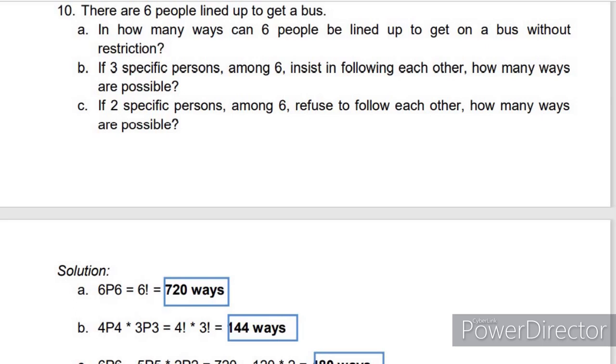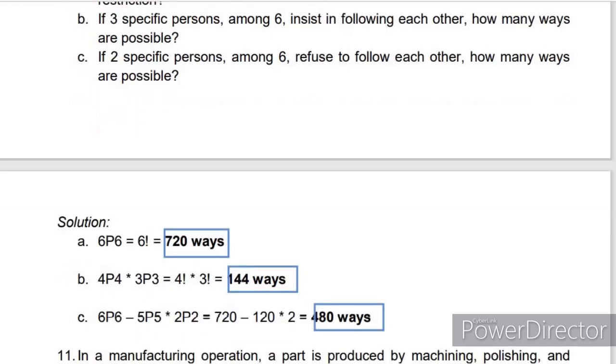So now we will multiply with the permutation of 3, because three specific persons insist on following each other. We will multiply it with 3 permutation 3. So 4 factorial multiplied by 3 factorial is equal to 144 ways. Next, letter C. If two specific persons among 6 refuse to follow each other, how many ways are possible?